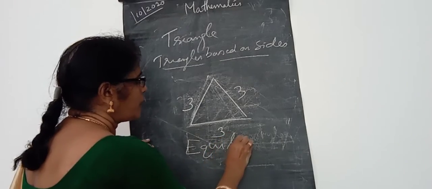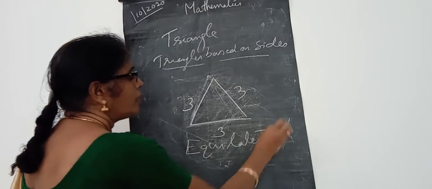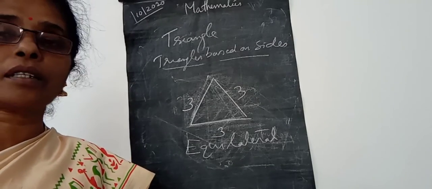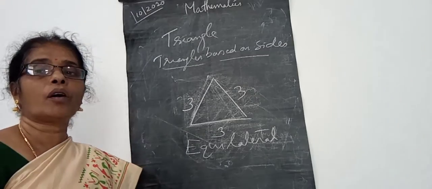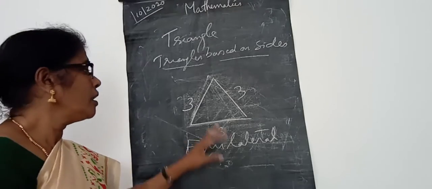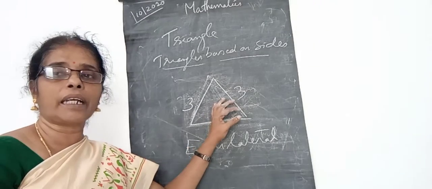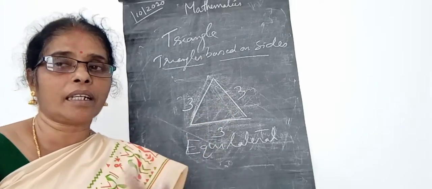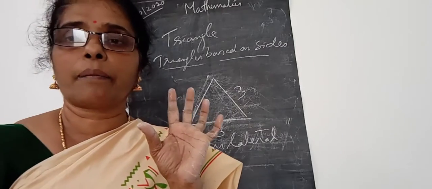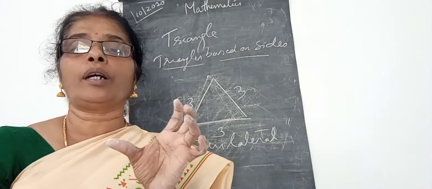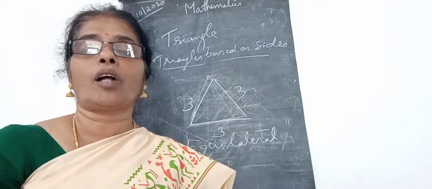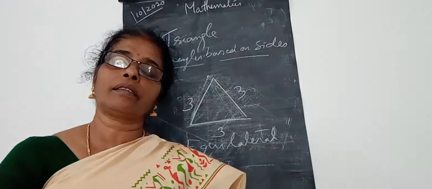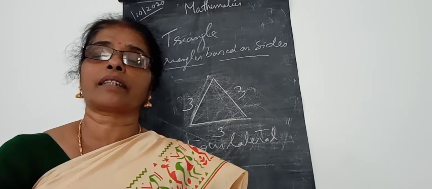So there are 3 types of triangles based on the sides. One is the scalene triangle, which means all sides are different. If two sides are equal, that triangle is an isosceles triangle. And if three sides are equal, that triangle is an equilateral triangle.